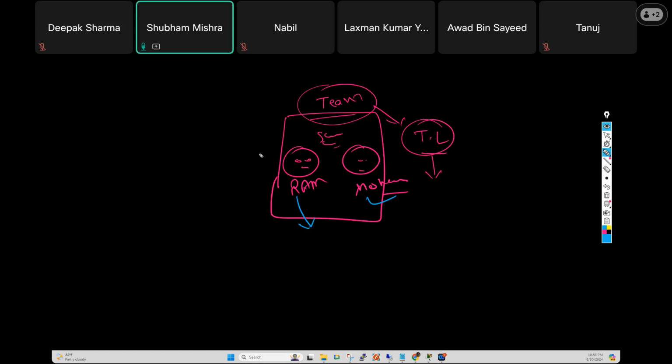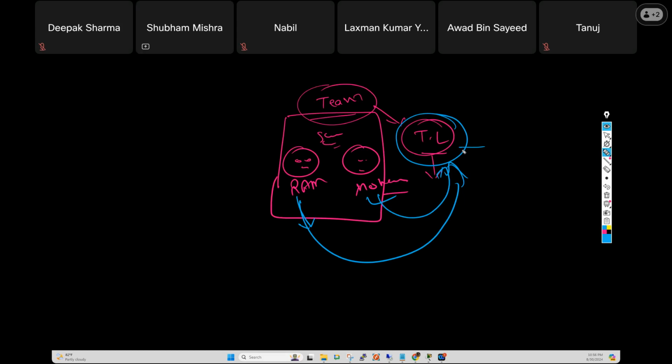Now, if Ram is telling something and Mohan does not agree, or Mohan is telling something but Ram does not agree, in this case both will go where? To the TL. And it is the responsibility of the team leader to resolve these types of conflicts. So it means if we are in a team, we need a leader, and according to the leader, every decision will take place in your team.